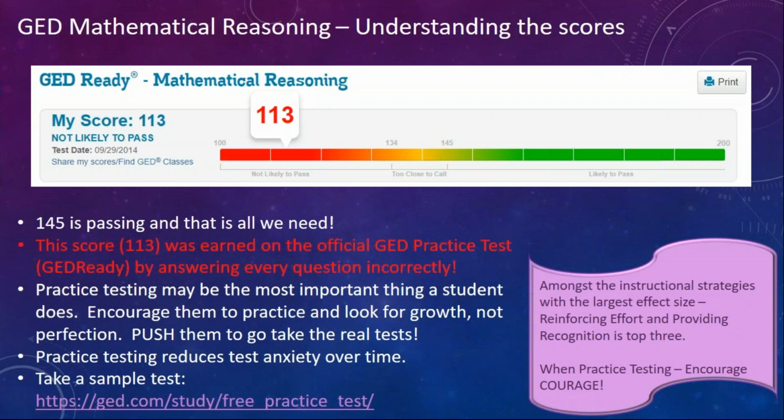And we always make a big deal if they do even halfway decent on a practice test, and we always want them to practice testing as much as possible. I've had plenty of students that have graduated who really all they did was practice tests. They hardly even studied.